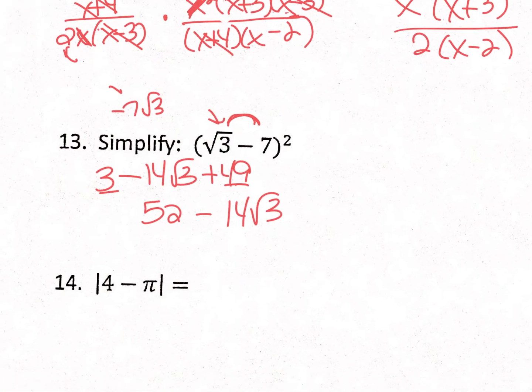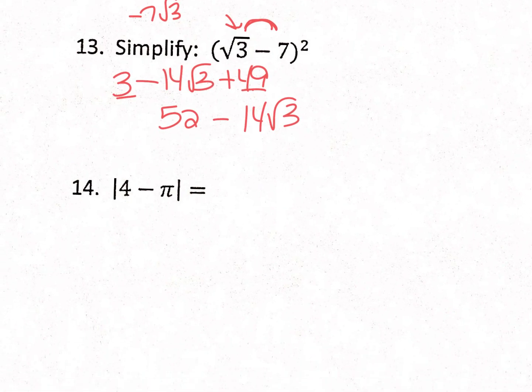And the last problem, finally, absolute value 4 minus pi. Here's what you know about absolute value. The absolute value of any positive number is itself. The absolute value of a negative number is the opposite of itself. So this one, 4 minus pi. Remember, an estimate for pi is not 3.14, but that is an estimate we use a lot. All right, that's a positive number. So what is the absolute value of any positive number? Itself, so it's 4 minus pi.